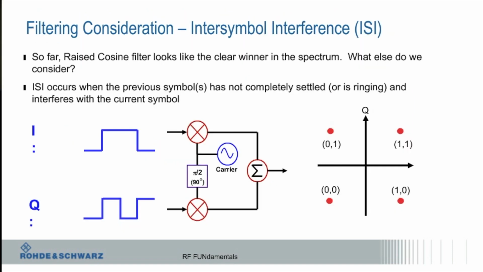Okay, so intersymbol interference. So it looks like the cosine is best, right? That's the narrowest, so narrow is good. It means I'm more spectrally efficient. Intersymbol interference occurs when the previous symbol has not completely settled. So again, when I'm going from the trajectory of one symbol to another, I want to get to that amplitude and phase level before I can stop, measure it, sample it, and then go on to the next one. Okay?